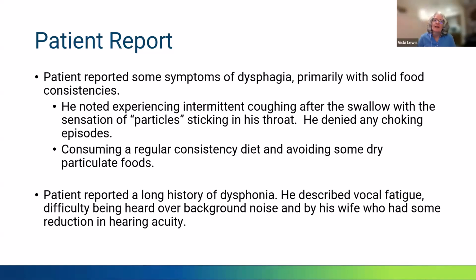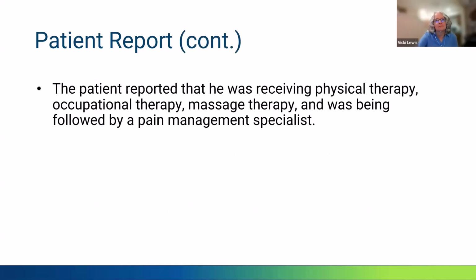He reported that history of dysphonia, as I mentioned, and with further questioning, he was experiencing vocal fatigue. He had a hard time being heard over background noise and also by his wife, who had some reduction in her own hearing acuity. He was receiving physical therapy, occupational therapy, massage therapy, and was also being followed by a pain management specialist.